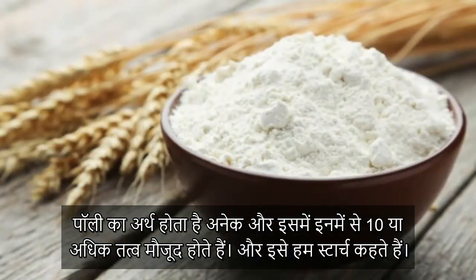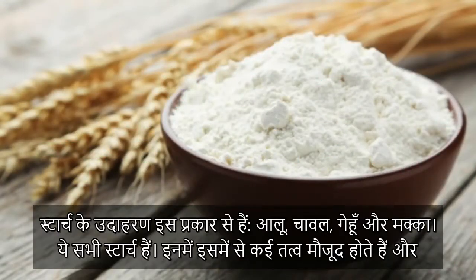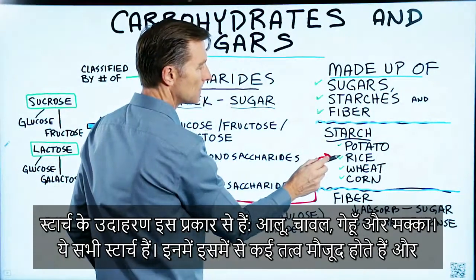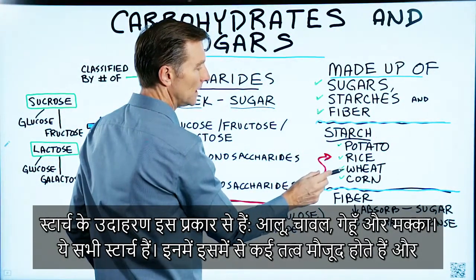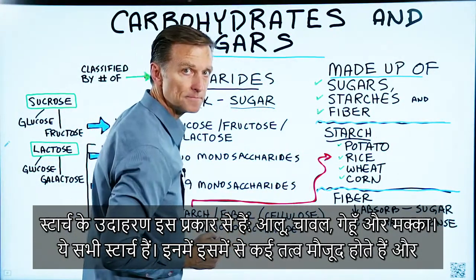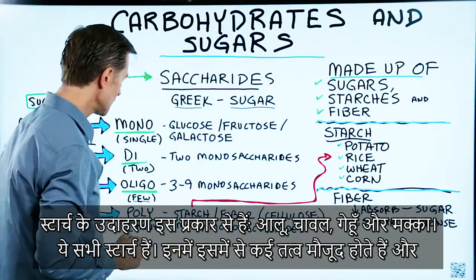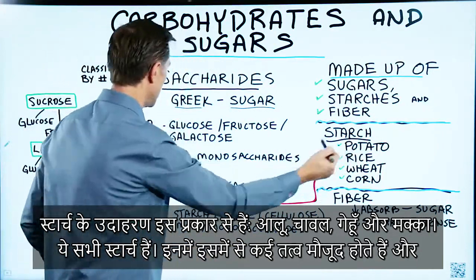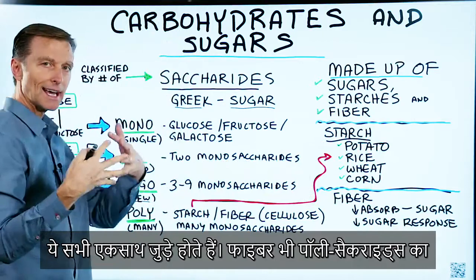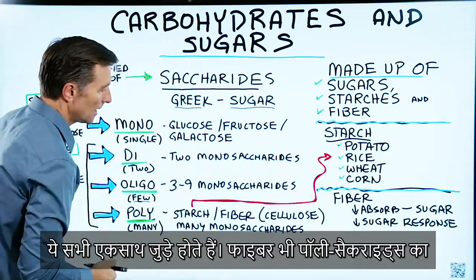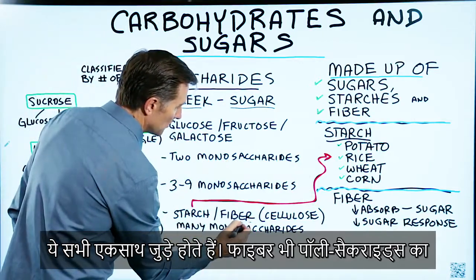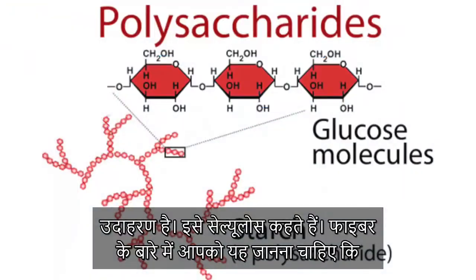And that would be like a starch. Here's some examples: potato, rice, wheat, and corn. Okay, those are starches. These are composed of many of these guys right here connected together. And then you have the fiber, which is an example of a polysaccharide. That would be called cellulose.